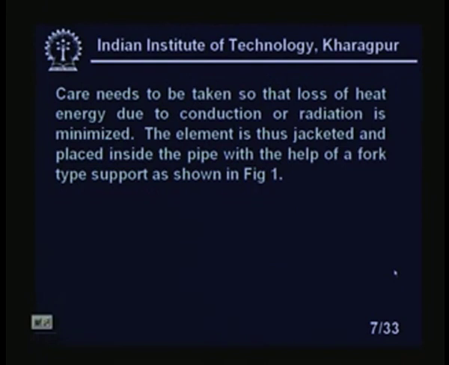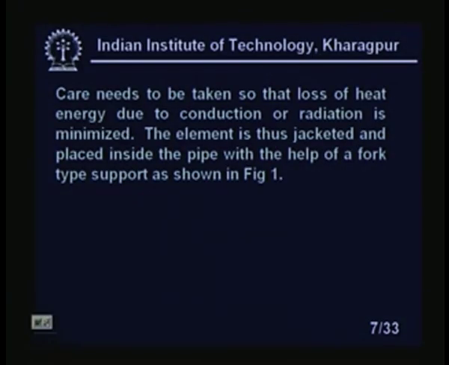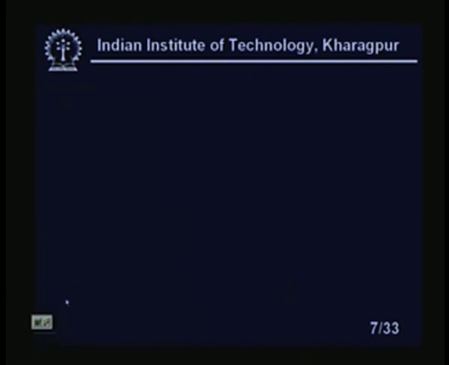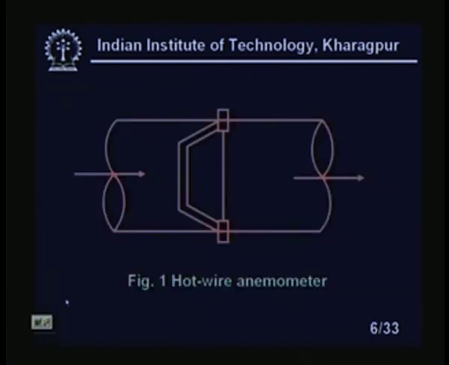Care needs to be taken so that the loss of heat energy due to conduction or radiation is minimized, because basically we are depending on convection type heat transfer. So, the conduction loss and the radiation loss are to be minimized. The element is thus jacketed and placed inside the pipe with the help of a fork type support, as shown in the last figure. So, it is a fork type arrangement placed inside the pipe.